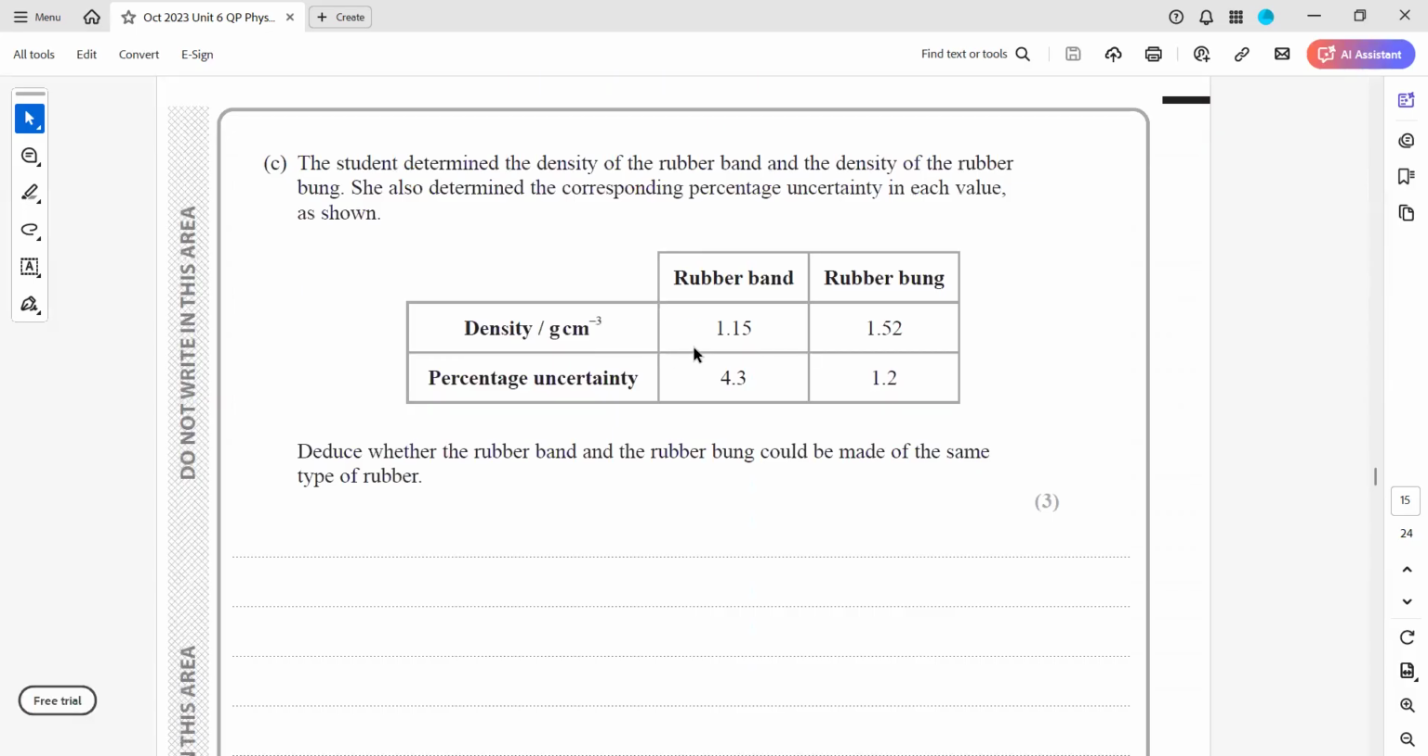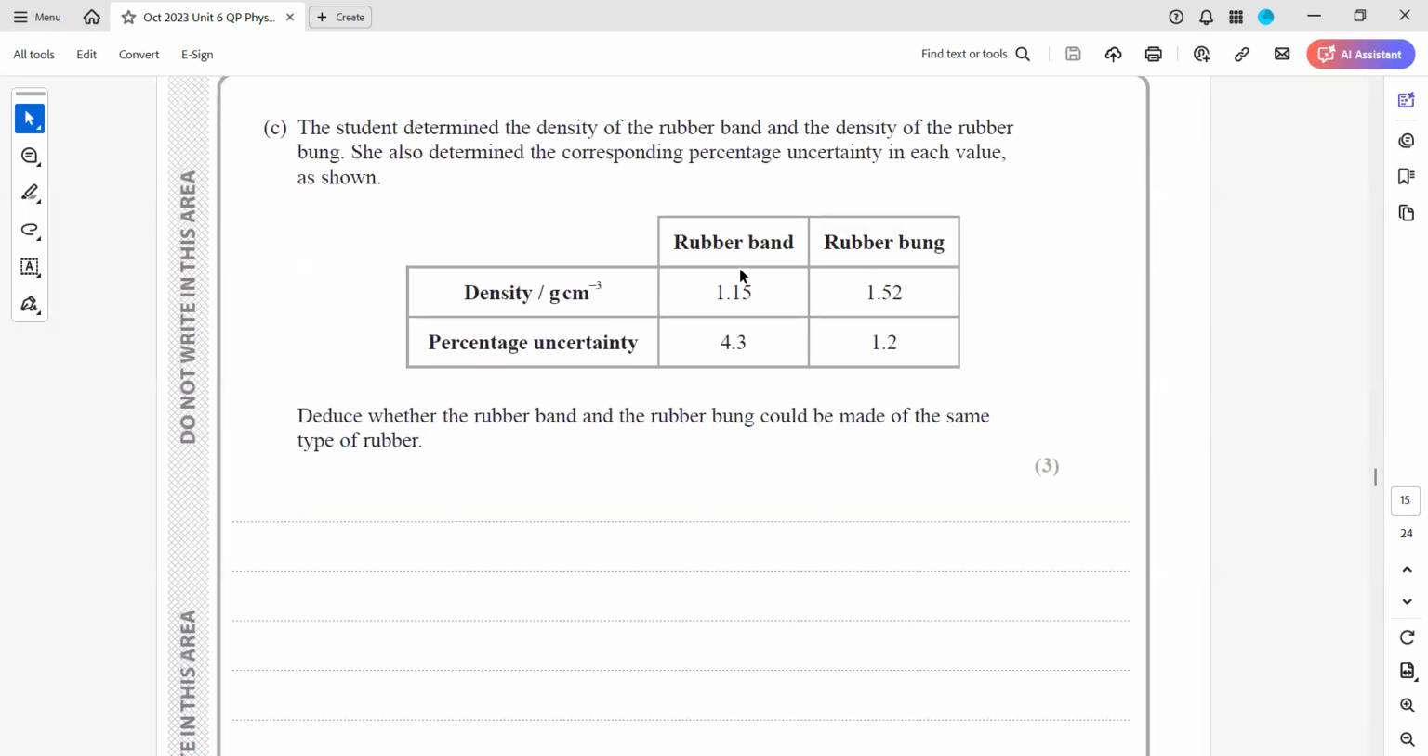Then part C: deduce whether the rubber band and a rubber bung could be made of the same material. This is again a very common question, a repeated question in exams. How do we know whether they are made of the same material or another material? You compare percentage uncertainty with percentage difference.